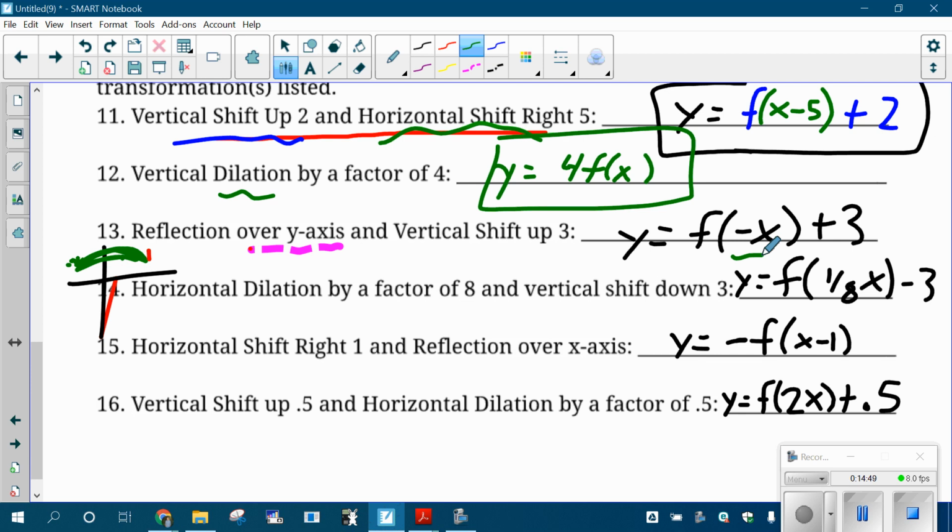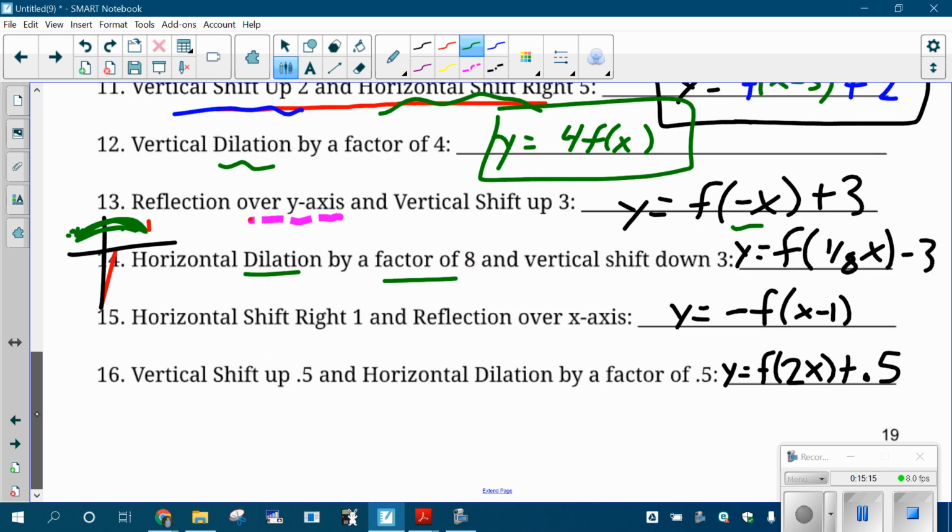For this one, it's a horizontal dilation by a factor of 8, so I'm going to be multiplying by 8 on the inside. But wait, horizontal stuff works backwards. So I'm not going to be multiplying by 8 on the inside. I'm going to be dividing by 8 on the inside. In other words, multiplying by 1/8. Please acknowledge that multiplying by 1/8 and dividing by 8 are the same thing. Thank you. Okay, and there's 15 and 16.